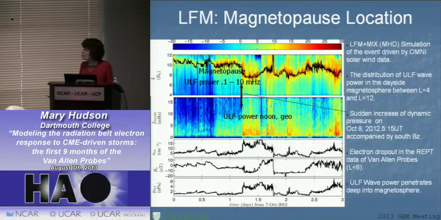And then the second panel shows the ULF wave power now as a function of frequency at a particular location, at noon at geo. And you see that there's a lot of power down here in just the 1 to 5 millihertz range, which is just right to be resonant with electrons at MeV energies drifting around at L equals 6, say.